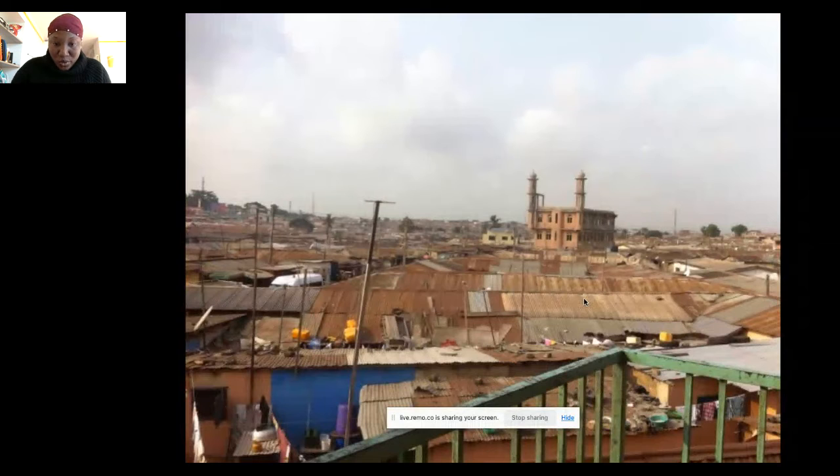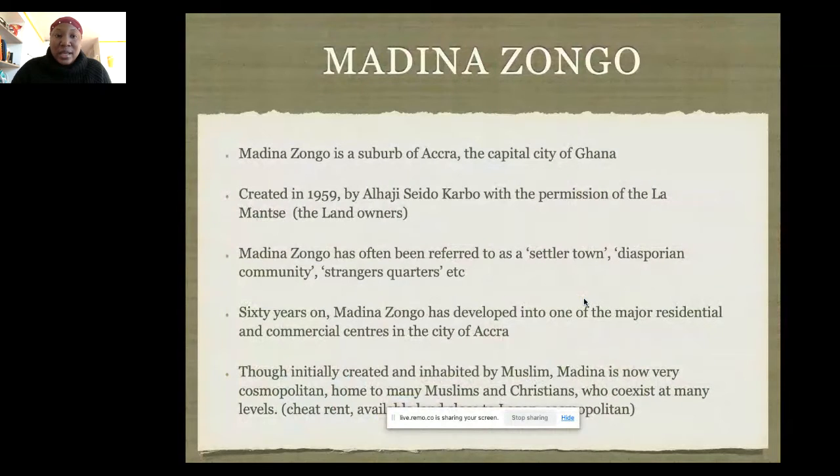This is a picture of a Zongo. This is how it looks like. So it's a suburb in Accra. Accra is Ghana's capital, and it was created in 1957 with the permission of the Ga Manche. The Ga people are the owners of the land in Accra, Ghana. So Madina, even though it has been referred to as the settlers town, over 60 years now, it's one of the biggest residential and commercial centers in the city of Accra.